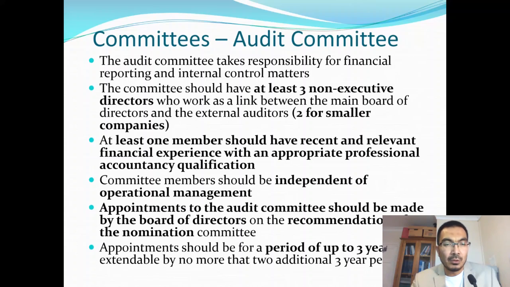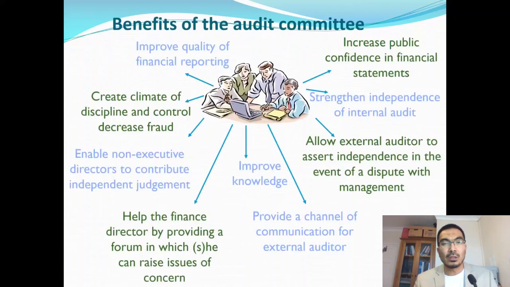The committee members should be independent of operational management. The appointments to the audit committee should be made by the board of directors on the recommendation of the nomination committee. The appointments should be for up to 3 years, and can be extended by no more than 2 additional 3-year periods. And what are the benefits of an audit committee?